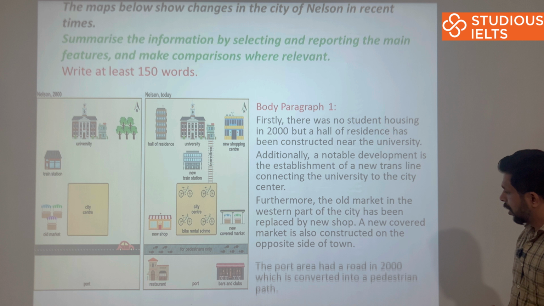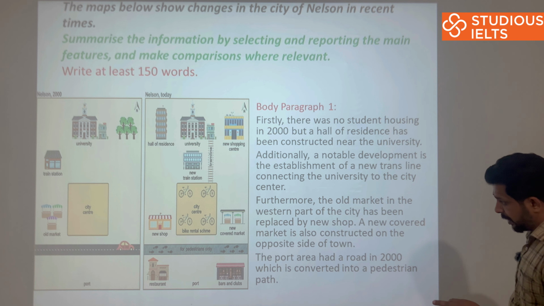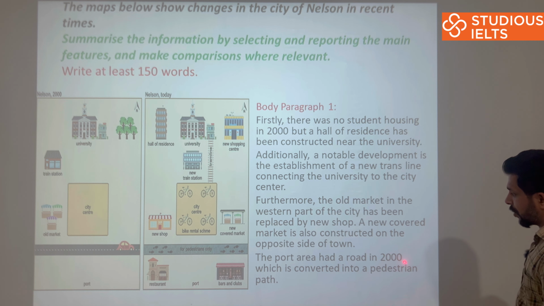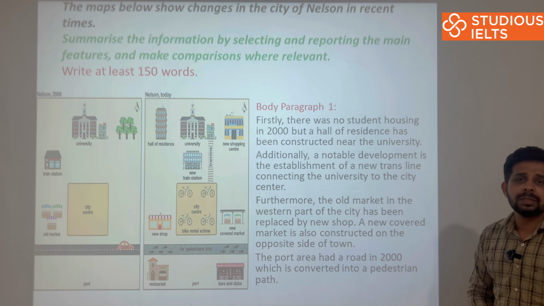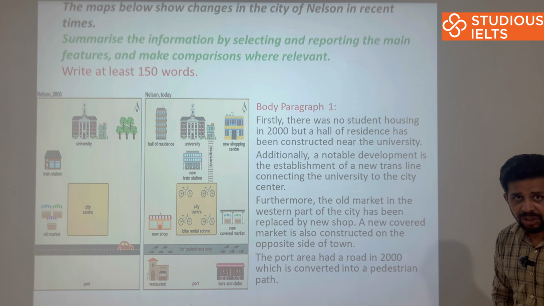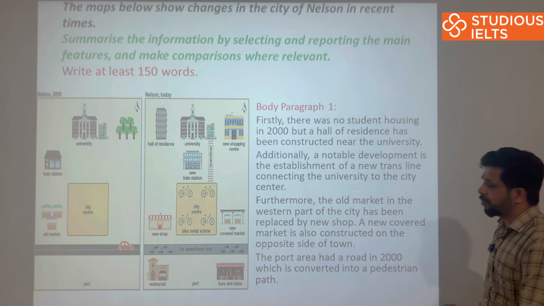Okay, then lastly in body paragraph 1, not lastly in the image, body paragraph 1, the port area had a road in 2000 which is converted into a pedestrian path. Now this is the port area, and near the port area there was a road, right? But now it has been converted into a path which is meant for pedestrians only. So this is another change that we have witnessed in the entire map, and we are supposed to mention that here in our description.